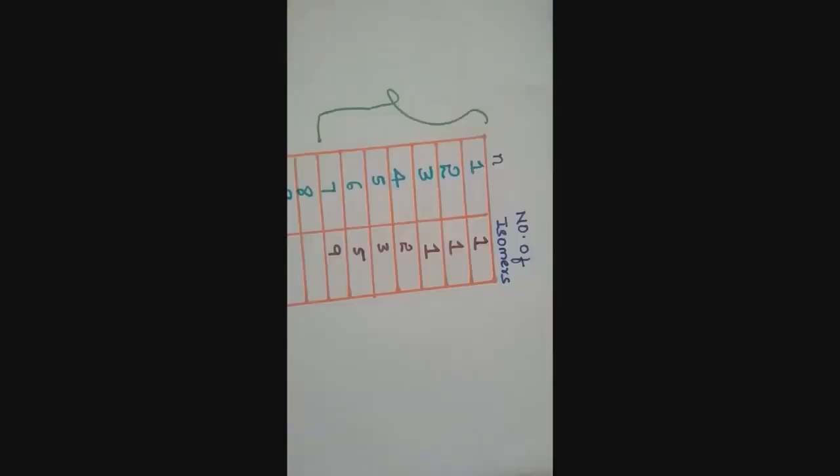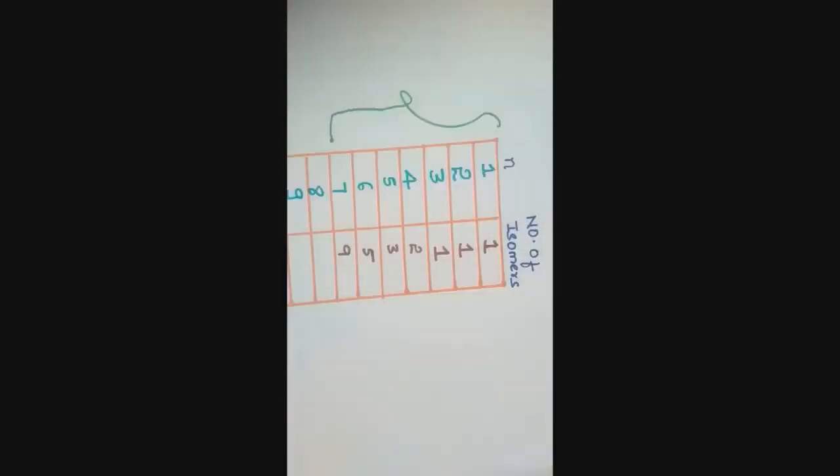Hence, for pentane, we can expect 3 isomers. We can expect how many isomers, students? 3 isomers. Now, we are going to calculate for hexane in the same way as the previous way. Previous way means writing these structures. It consumes a large amount of time to write the structures.